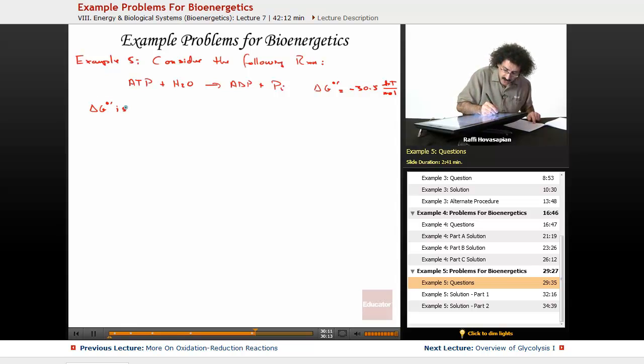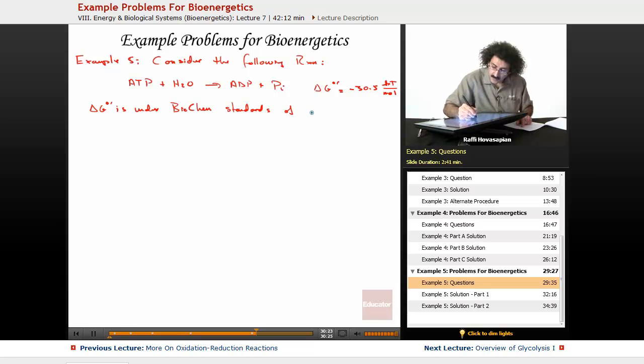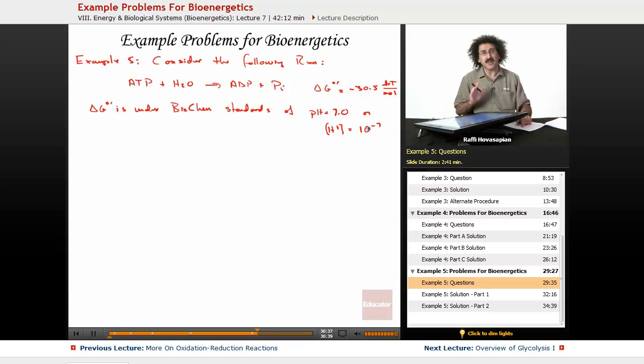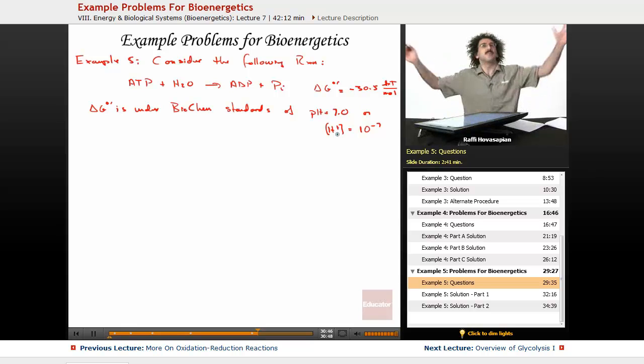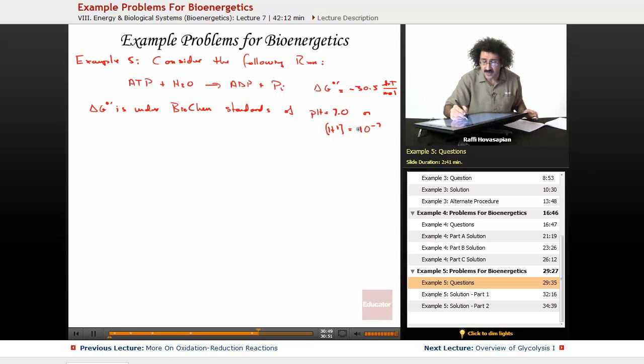Now, delta G is under biochem standards, right? Standards of pH equal to 7.0, or a hydrogen ion concentration equal to 10 to the minus 7. You know, I've never liked the notion of pH. It just really bothers me. We're dealing with concentrations. Let's just deal with concentrations. But pH is everywhere, so that's fine. So pH 7 just means that the hydrogen ion concentration is 10 to the negative 7.